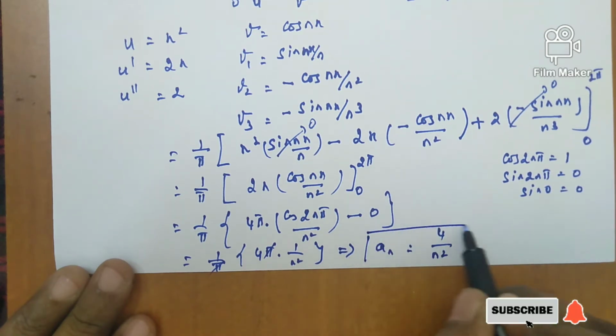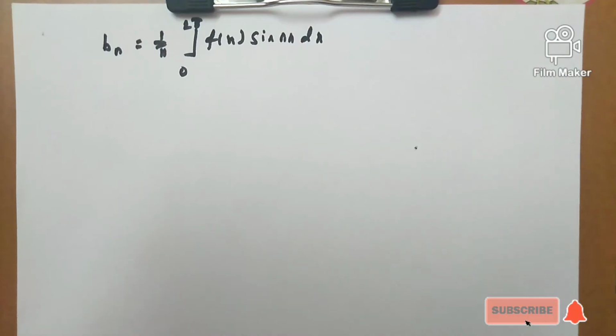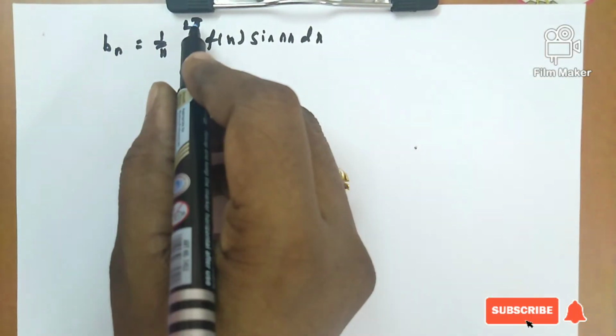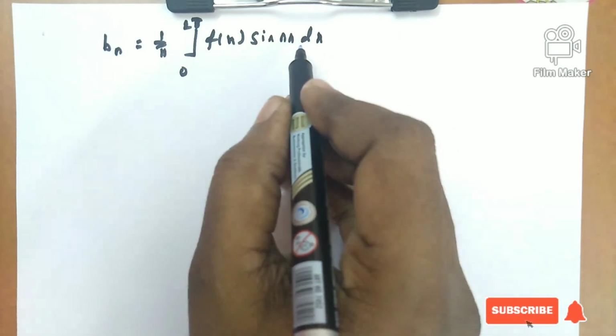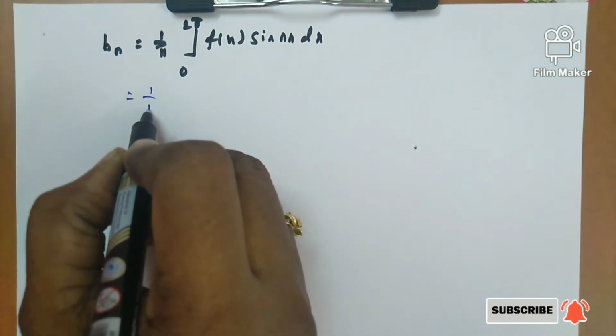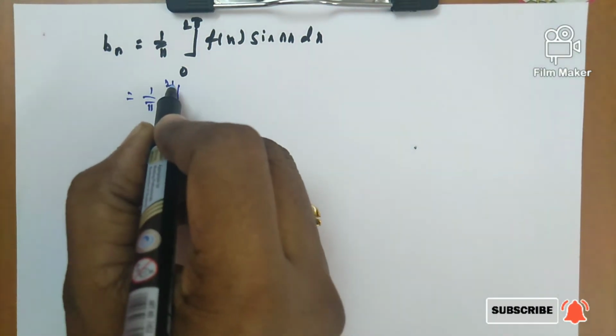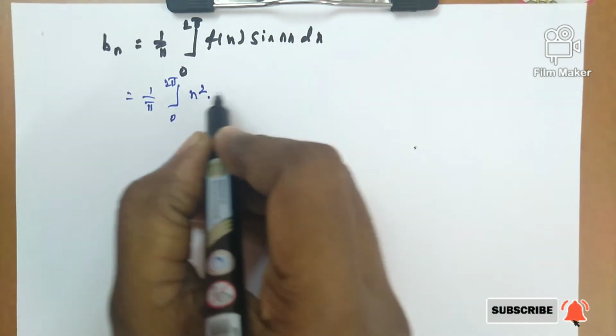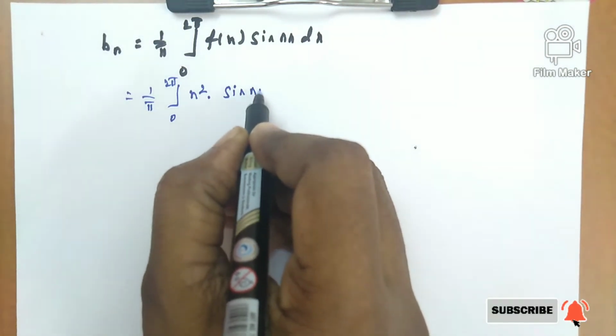This is our an. In the same manner we are going to find our bn. Then bn is equal to 1 by pi integral 0 to 2 pi f of x sin nx dx, that is equal to 1 by pi integral 0 to 2 pi, our f of x is x square, into sin nx dx.